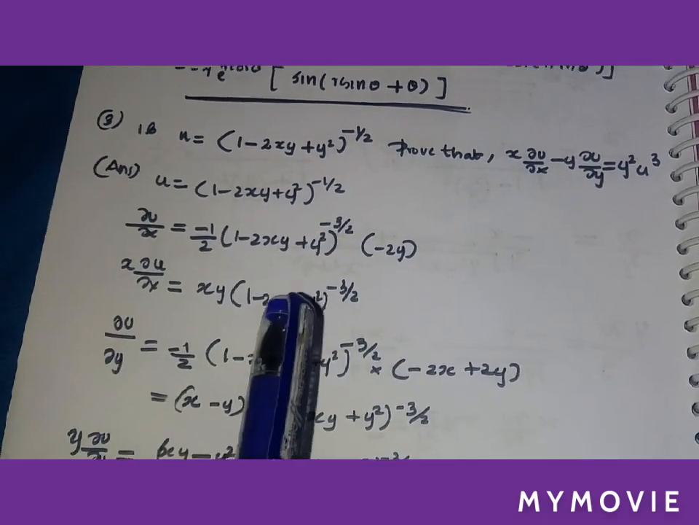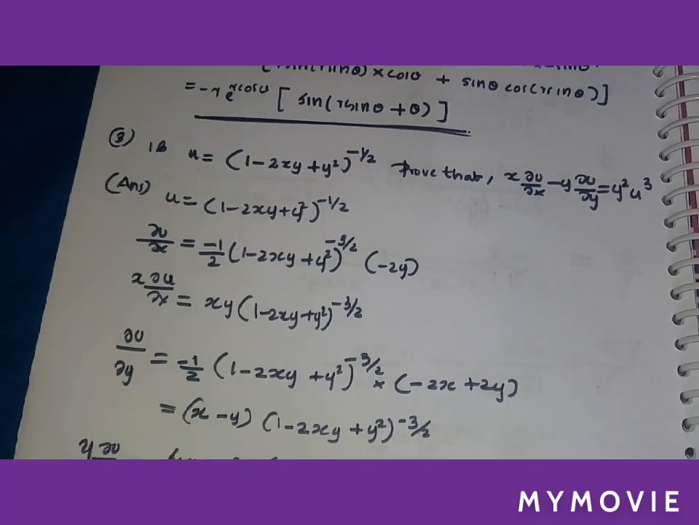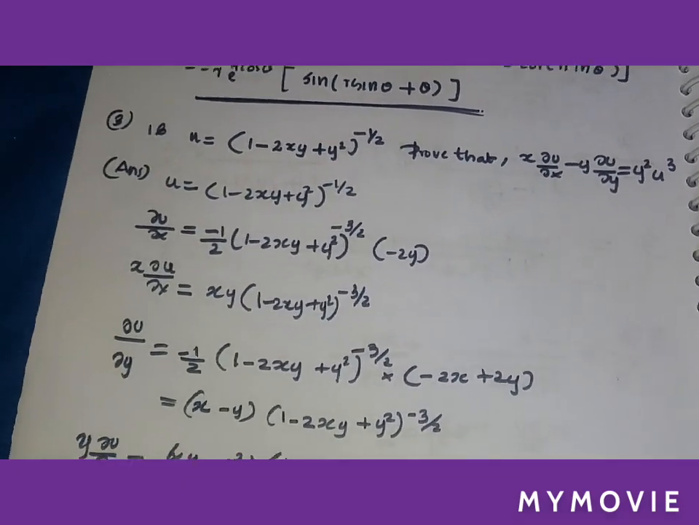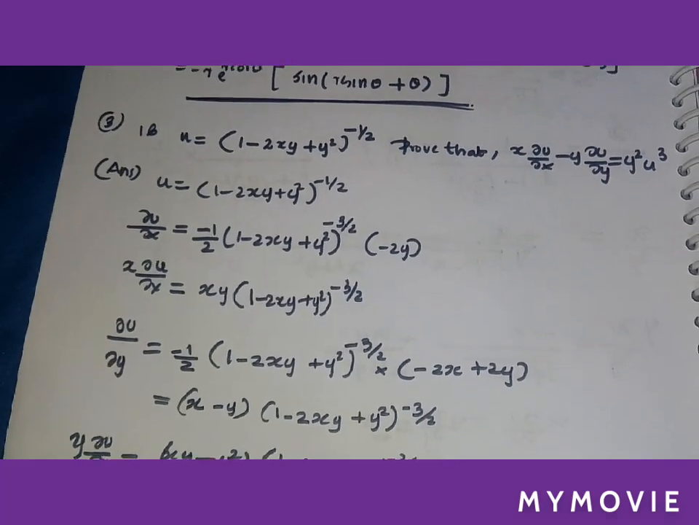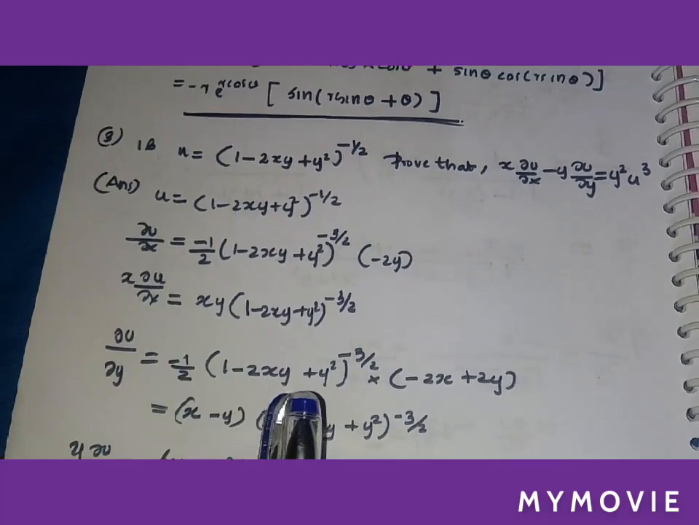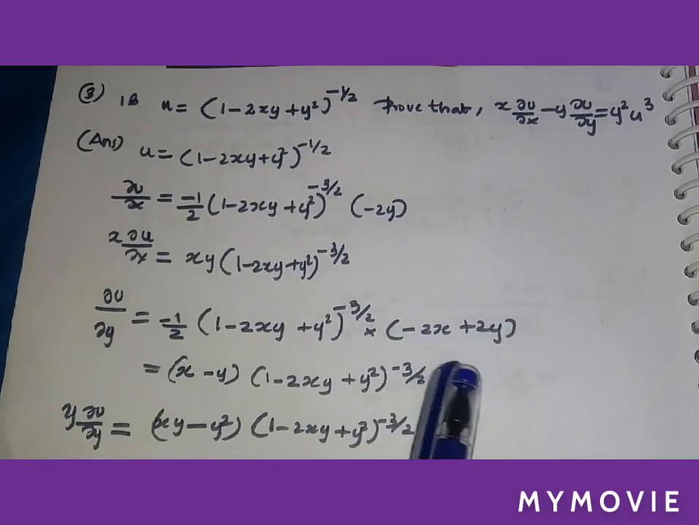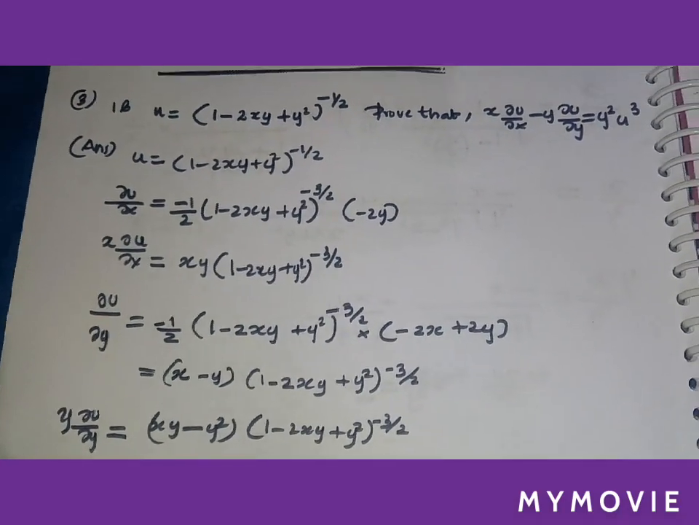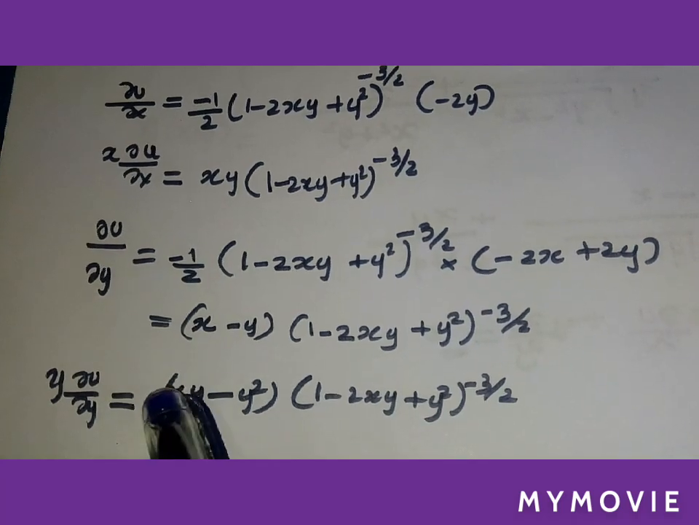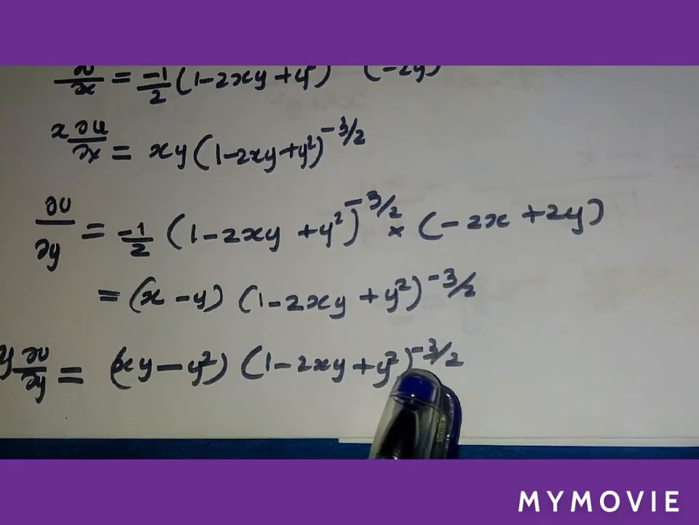And ∂u/∂y, similarly, y power n gives n y power n minus 1. Here the derivative of the function with respect to y is minus 2x plus 2y. Multiplying with y, we get the answer (xy minus y square) into (1 minus 2xy plus y square) to the power minus 3 by 2.